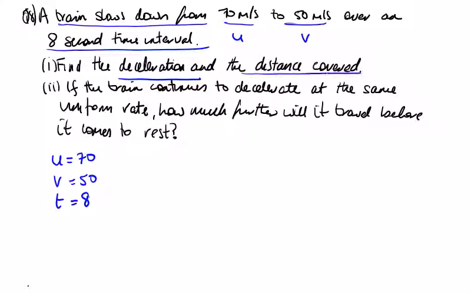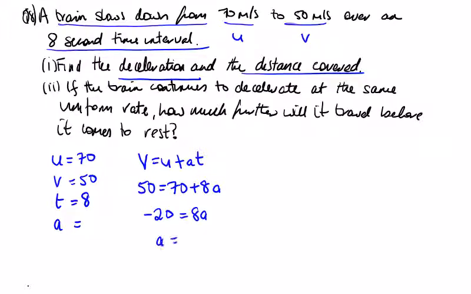Find deceleration and distance. Okay, let's have a look at deceleration. So looking for a, v, u, a, t. v is equal to u plus at. 50 is equal to 70 plus 8a, minus 20 is equal to 8a. So a is equal to minus 20 over 8, which is equal to, 4 goes into both, so minus 5 over 2. That'll be meters per second squared.